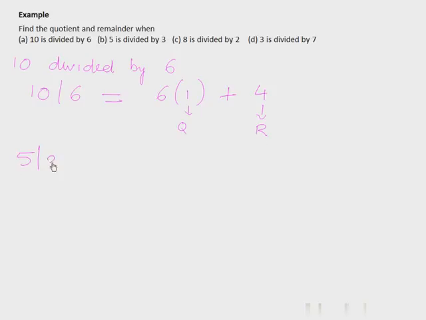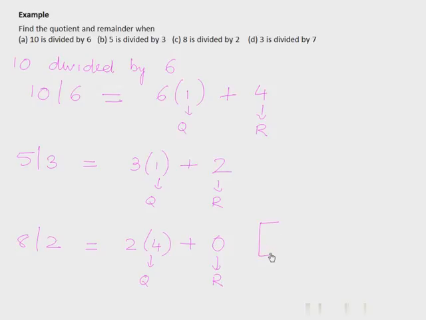5 divided by 3. 3 goes into 5 once, and the remainder is 2. 3 is used up, and there's 2 left to make 5. Again, the quotient is 1, and the remainder is 2. 8 divided by 2. 2 goes into 8 4 times, and what's left? Well, there's nothing left. 2 times 4 is 8. So we're left with 0. Here 4 is the quotient, and 0 is the remainder.